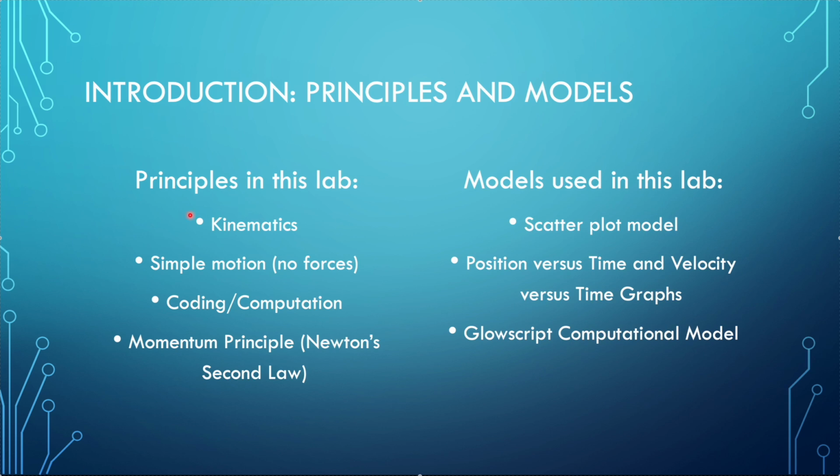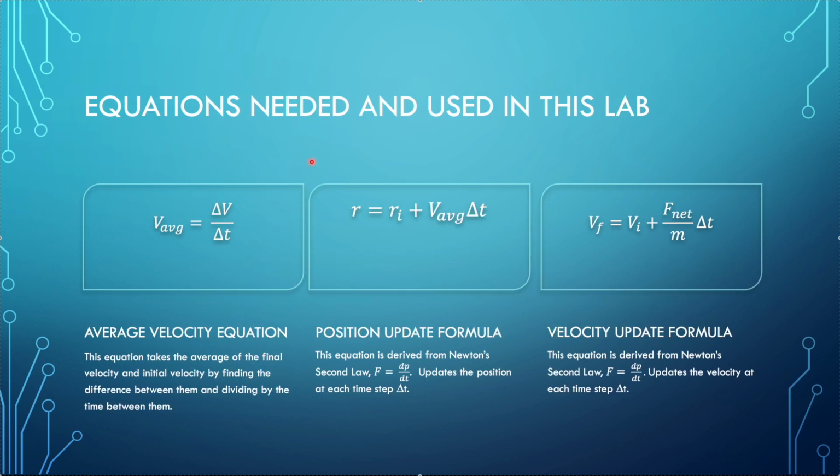Here are our principles and models. We use kinematics, simple motion, so no forces, and coding and computation in GlowScript. We use the momentum principle, which is Newton's second law, as well as the models: a scatter plot model, a position versus time and velocity versus time graph in GlowScript, and a GlowScript computational model.